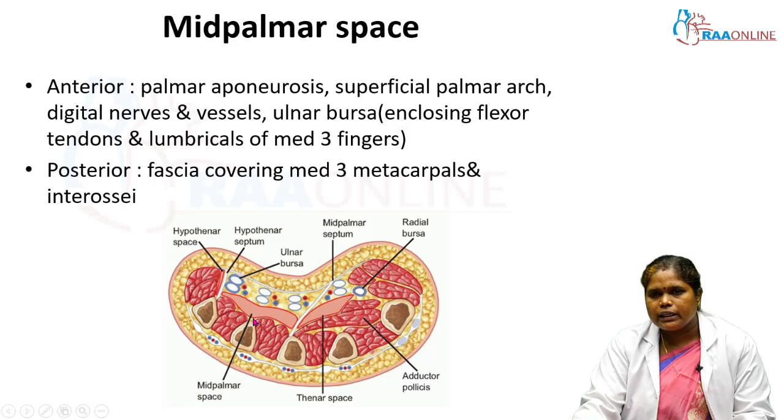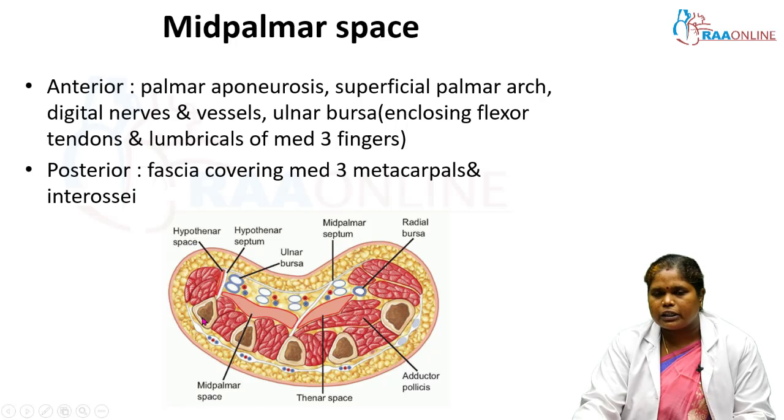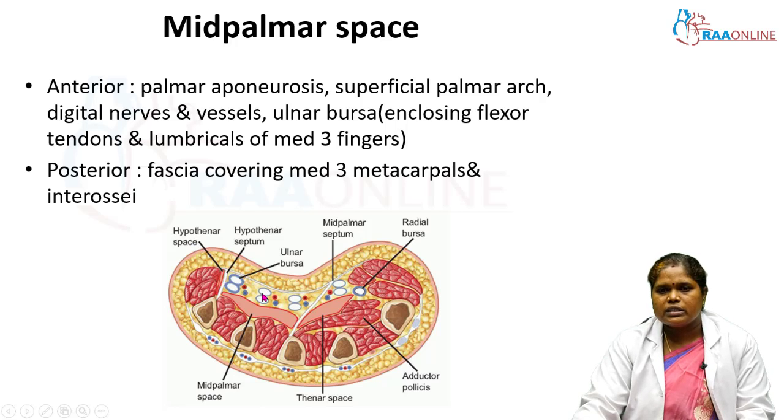Posteriorly we can see a fascia which is covering the medial 3 metacarpals. We can see here the cut end of the metacarpals. This is the first, second, third, fourth and fifth metacarpal. So, the posterior boundary will be the fascia covering the medial 3 metacarpals. And between the metacarpals we have the interossei, so that fascia is going to cover these metacarpals and the interossei muscles. So, this is about the anterior boundary and the posterior boundary of the mid-palmar space.